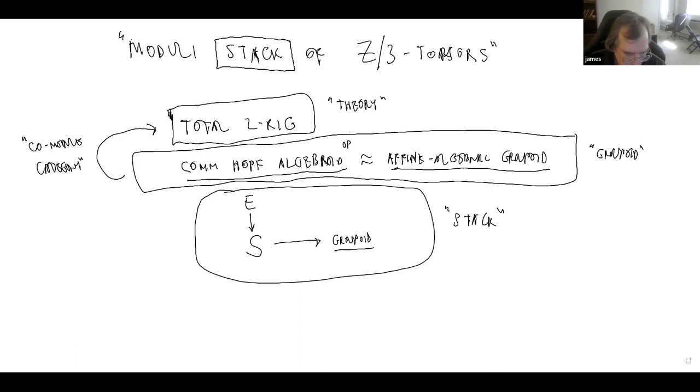Let me try to give an example here. Going to a new page, we may have to flip back to page one, but let's consider the theory of a Z mod 3 torsion. So that's a theory, but now I'm going to give a number of pretty different commutative Hopf algebroids that are all Morita equivalent to each other because they all give the same co-module category, which is this as its co-module category.